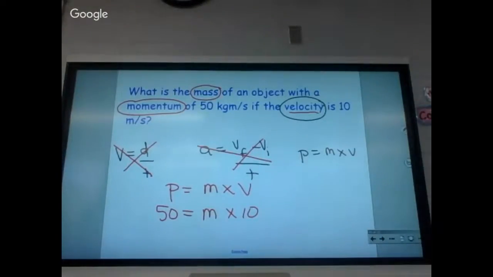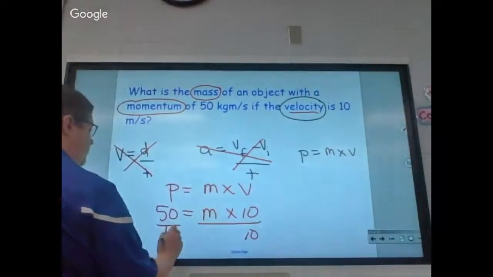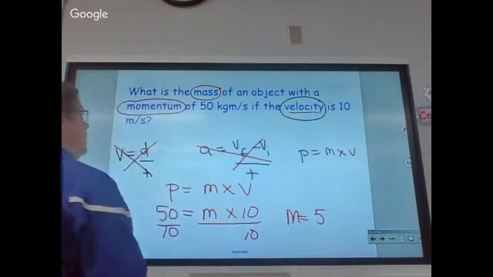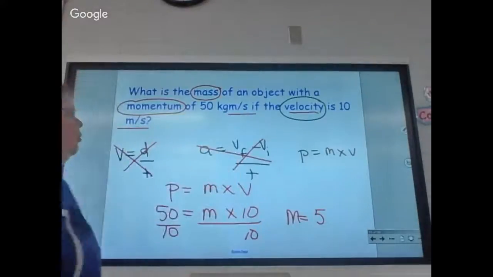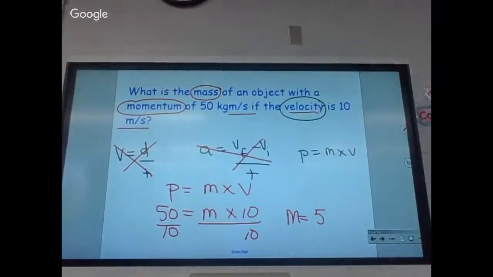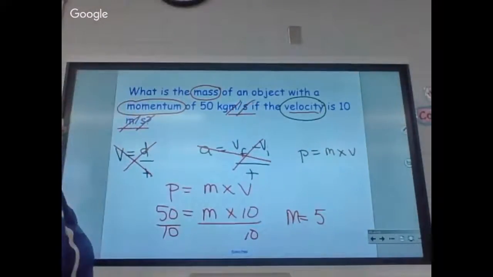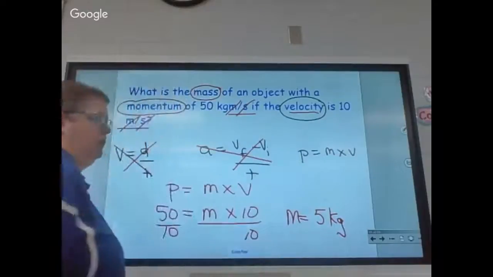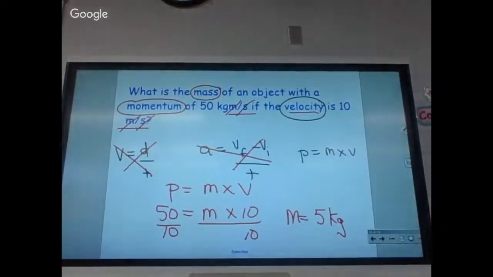So, to solve for my mass, I do what? What do I do to find my mass? I divide by 10. The mass is going to be 5. Now, if you look at your units, and you look here and here, what's going to cancel out? The M and the S are going to cancel out, and I'm left with what? Kilograms. Questions about that? Do you feel comfortable with that?